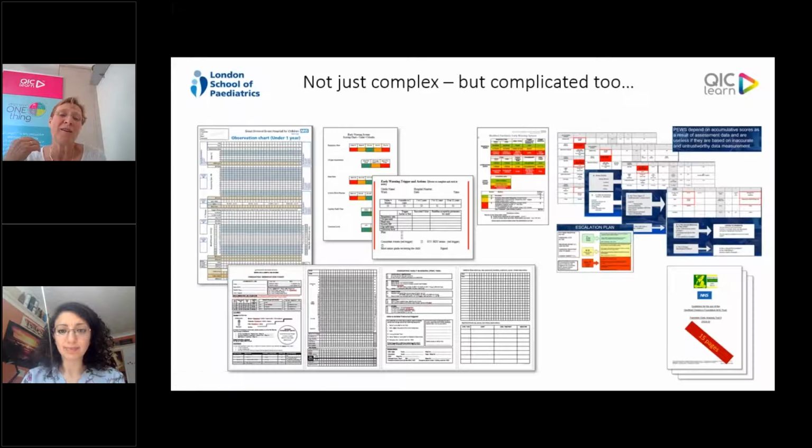So when I first started working on PEWS, which is quite some time ago now, we found it was not just complex, but also complicated. And I know this is an old style slide now, but I do wonder how much variation is still out there in your experiences in that whole process of what kind of machines you use to take obs. Is it VitalPac or is it something else, or is it still using paper? Do you have the same thresholds for when you escalate? Is it straightforward to know how to escalate, who to escalate to?